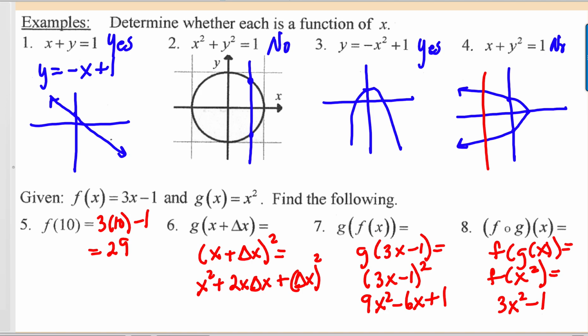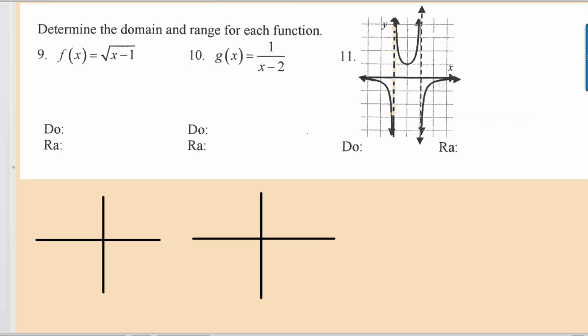Number 5 is function notation. You're putting 10 into the function f. Number 6, we're putting something a little bit more complicated into g, and then we actually square it. Number 7, this is called a composite function. We'll talk more, but the f of x function, which is 3x minus 1, is being put into the square function. Number 8, another way to write this is f of g of x. G of x, the squaring function, is being put into the linear function.